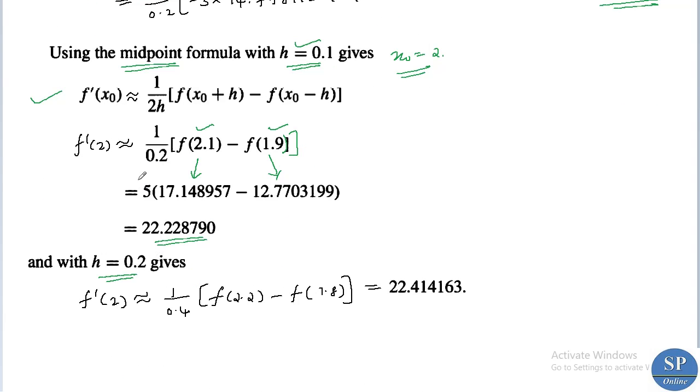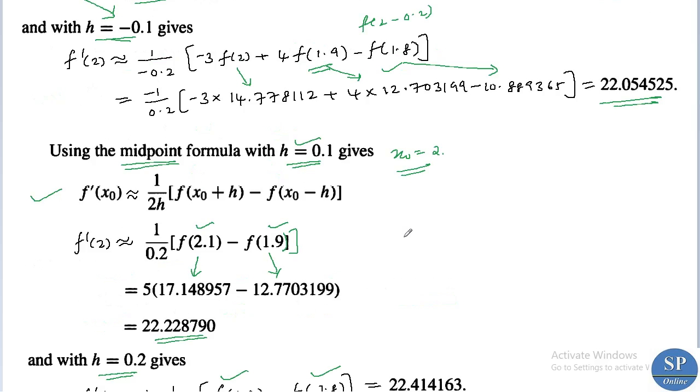Now with h equal to 0.2 and x naught equal to 2 in the midpoint formula, f dash of 2 is approximately equal to 1 by 2 into 0.2, that is 1 by 0.4, into f of 2.2 minus f of 1.8. Replacing the values of f of 2.2 and f of 1.8, we get 22.414163 as the approximate value of f dash of 2.